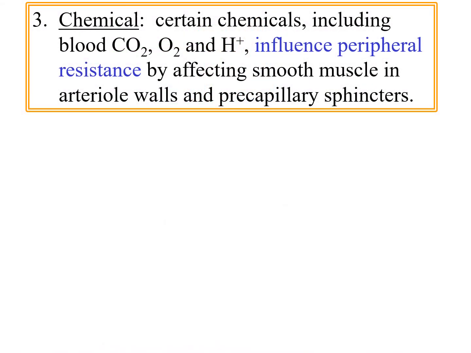Our third and last factor are chemical factors. And we've listed 3 important blood chemicals: CO2 in the blood, oxygen levels, and blood pH. Notice that all of these 3 chemicals are influencing the peripheral resistance. Remember, this is the friction that forms between the blood and the walls of the blood vessel, the inner lining there, the endothelium.